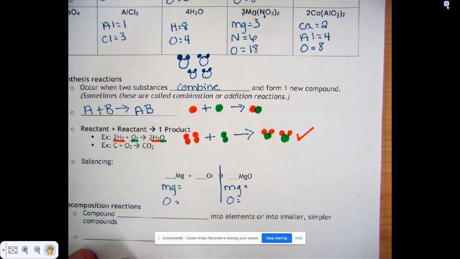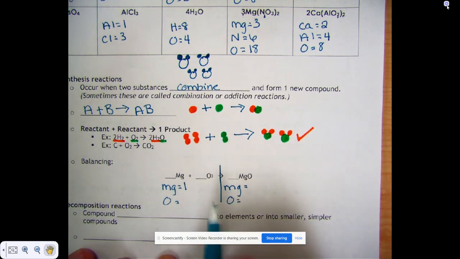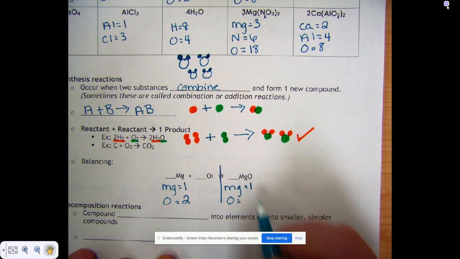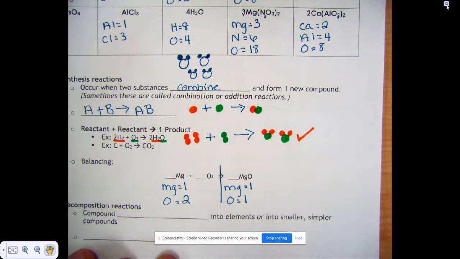So how many magnesiums are here? There's 1. There are 2 oxygens. On the right side, there is 1 magnesium and 1 oxygen. Do my magnesiums balance each other? Yes, they do. What about my oxygens? No, they don't. So in order to balance, I can add a coefficient in front of each compound. And on your notes, there have been lines that have been drawn. So this is a compound or a single element. This is a compound molecule, and this is a compound. Okay, and I've drawn the lines where you can add them.